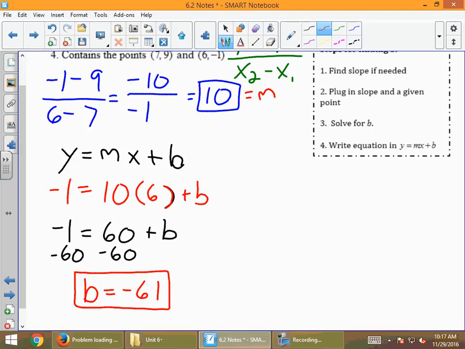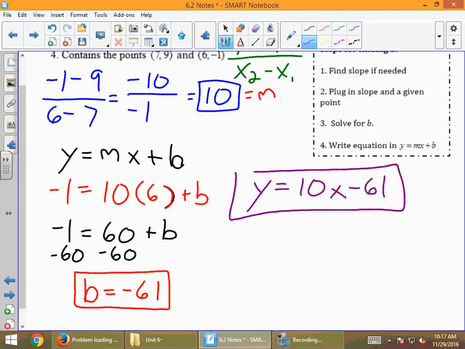Now, do I have the slope? Do I have the y-intercept? I got everything I need. Last step. Let's plug it into that slope-intercept form. So when I do so, y equals mx plus b, what was the slope? 10. The x is still there. What was my y-intercept? Negative 61. And there is the equation of the line that runs through those points.